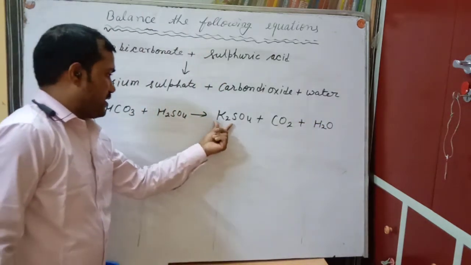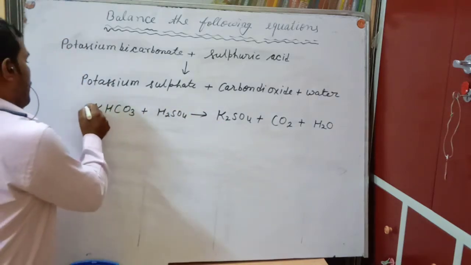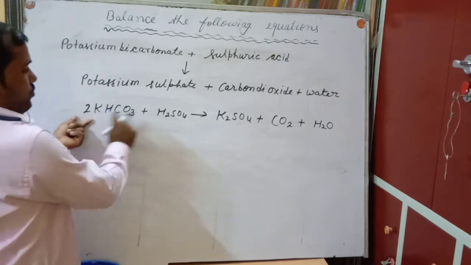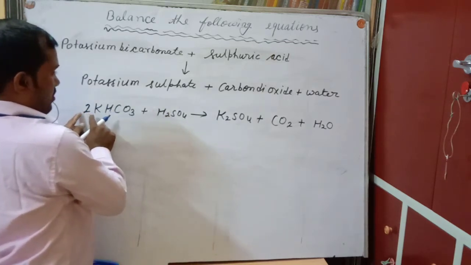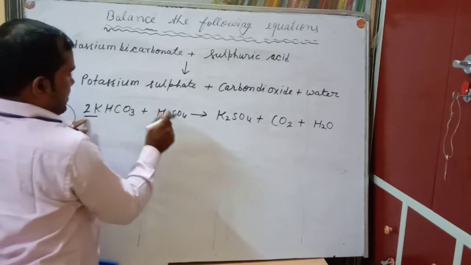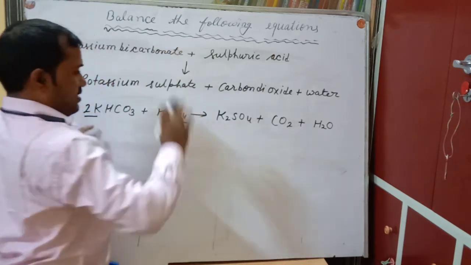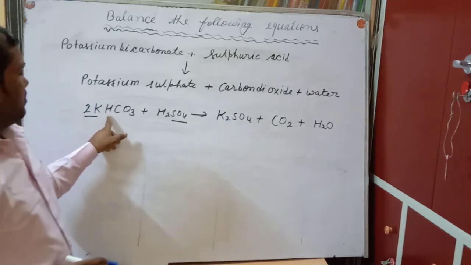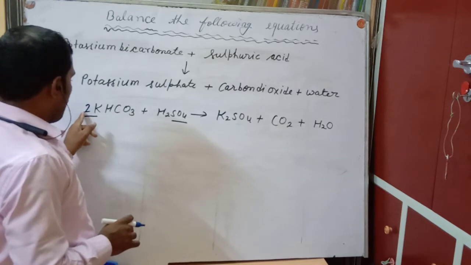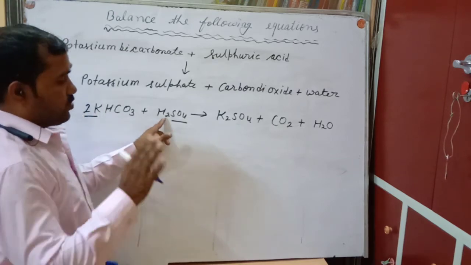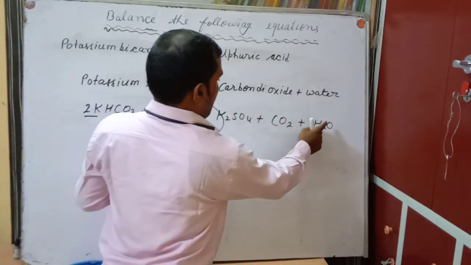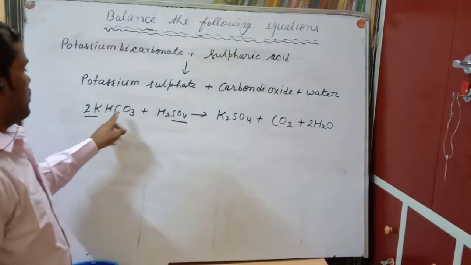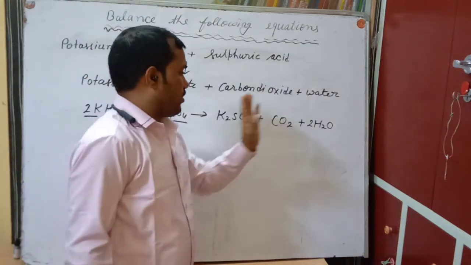How many potassium present here? 2 potassium, here 1 potassium, so we have to multiply with 2. Now 2 potassium, so K2 is balanced. Okay, my dear, this potassium and this sulfate are balanced. Simple concept I am going to give you. And how many hydrogen? 2 hydrogen here plus 2 hydrogen here, total 4 hydrogen. But here how many hydrogen? Only 2. So you have to multiply with 2. So 2 2s are 4 hydrogen.